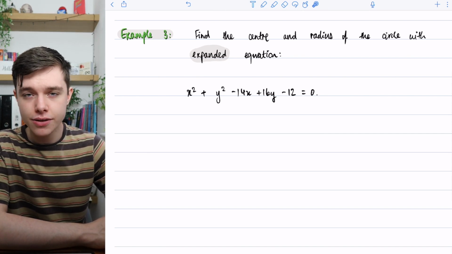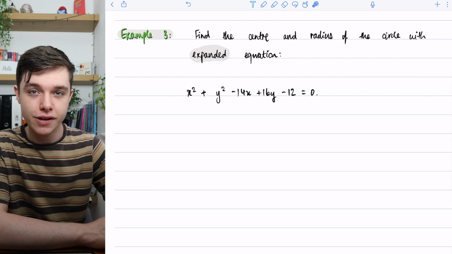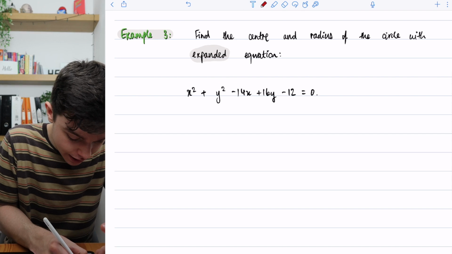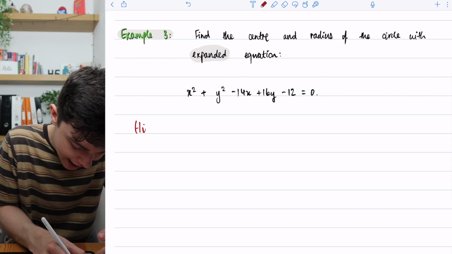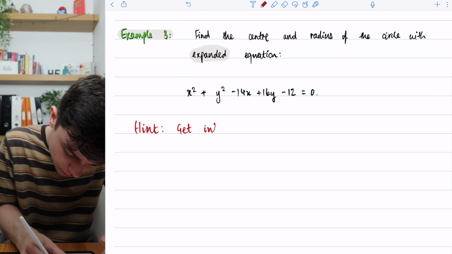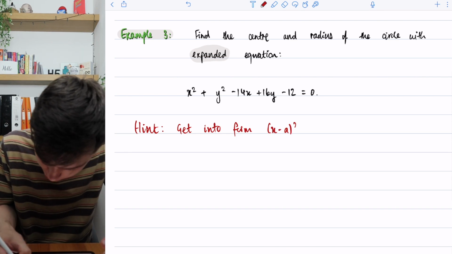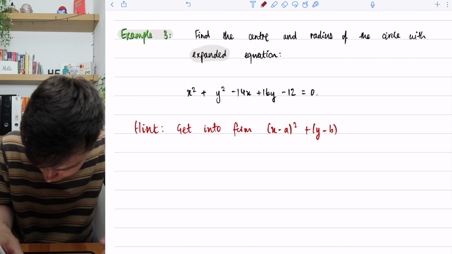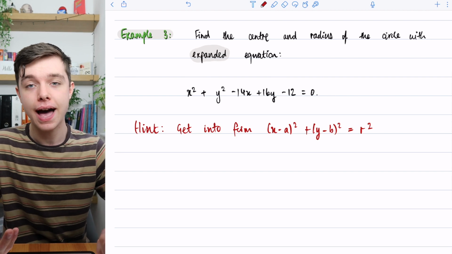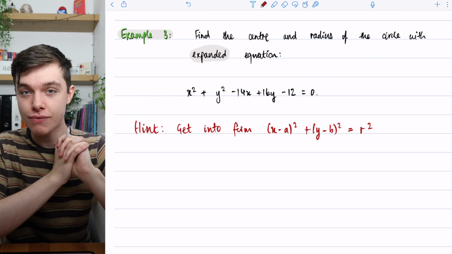But we want to find the centre and the radius. It's not very easy to read off the centre and the radius of a circle. We want to get it into the form, and I'll write it here as a hint: x minus a squared plus y minus b squared is equal to r squared. Again, where a, b is the centre of the circle, and r is the radius.